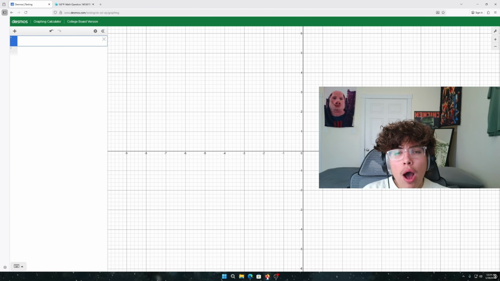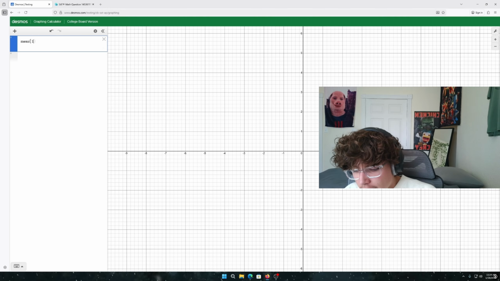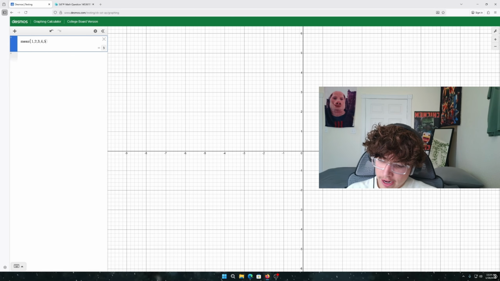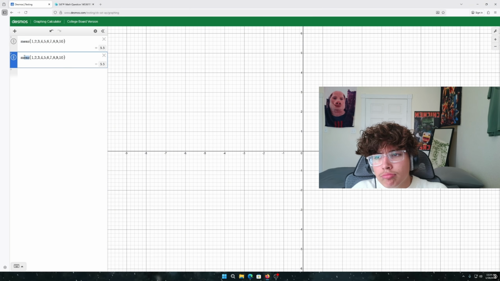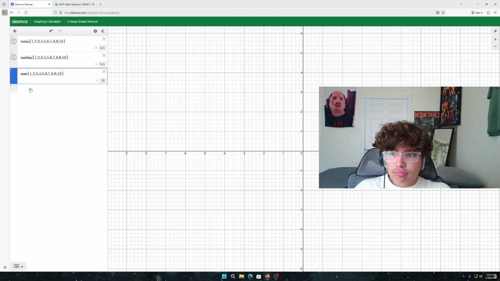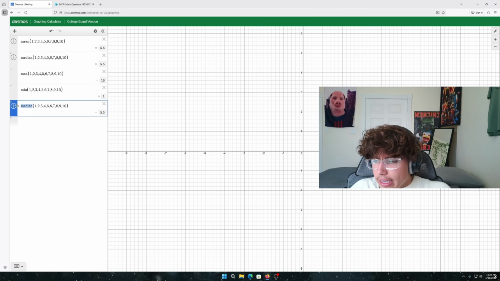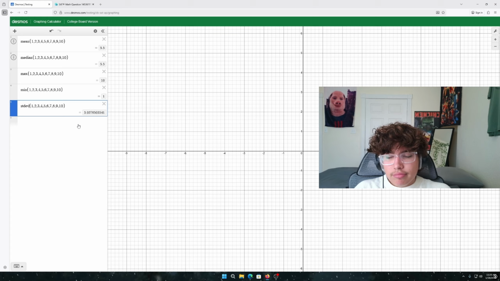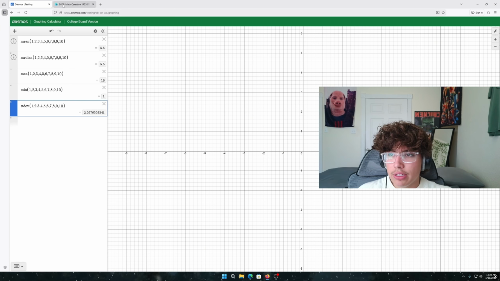Everything you need to know about a data set, Desmos can do. Desmos can find the mean of a data set. Let me just do 1, 2, 3, 4, 5, 6, 7, 8, 9, 10. Why not? It can find the mean of it, the median of it, the maximum of it, the minimum of it, and heck, it can even find the standard deviation of it. Desmos can do anything you need to do with data sets.